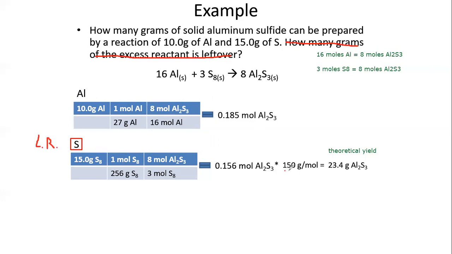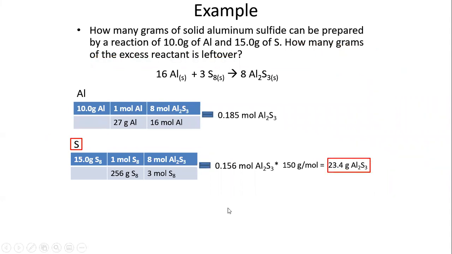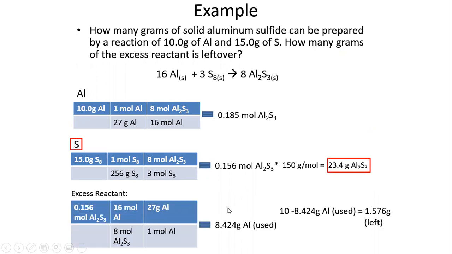And then we multiply by the molar mass of aluminum sulfide to get the theoretical yield. So this is the best we can do. If we did this reaction perfectly, we would produce 23.4 grams. We don't worry about the excess reagent in this example for now.